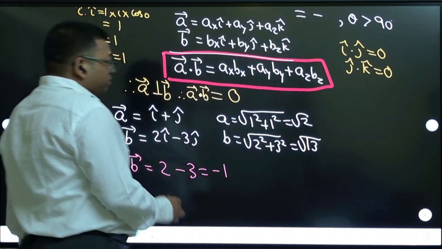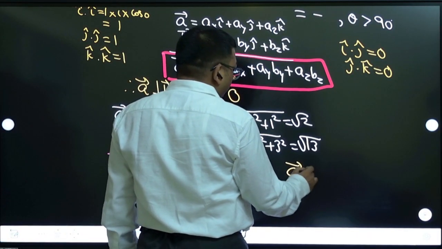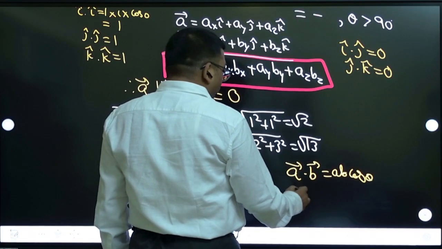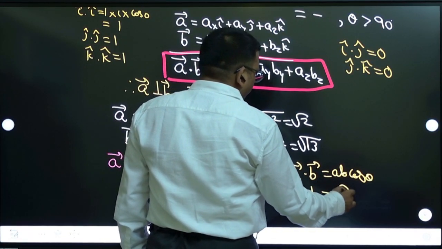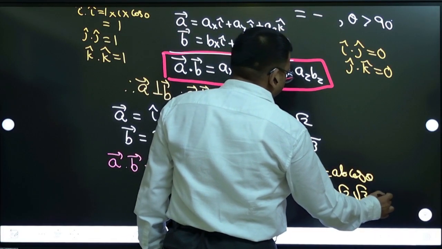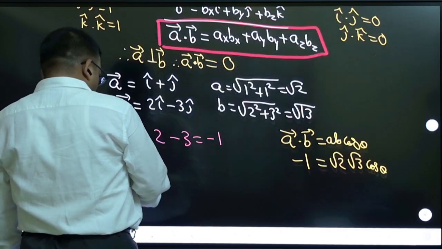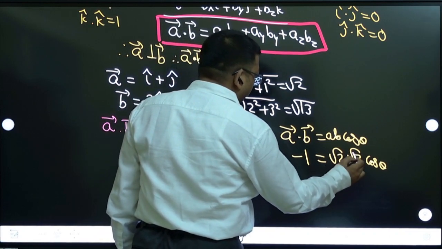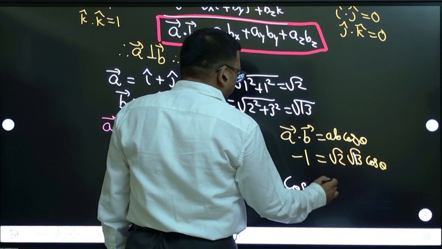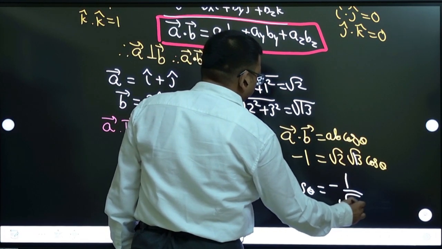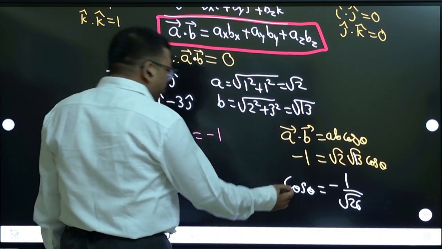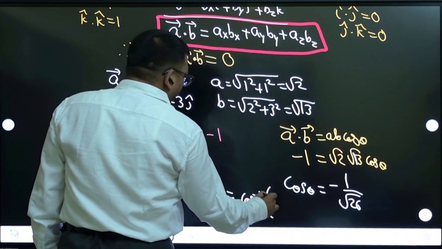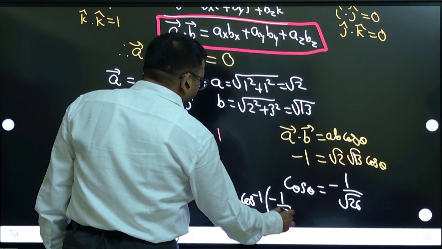So dot product is what? Dot product A dot B vector is AB cos theta. So you substitute the dot product, you got minus 1. A is root 2, B is root 3, and this is cos theta. So from here you calculate cos theta. Oh, sorry, B is root 13. So cos theta from here is minus 1 by root 26. Okay, that's it. If they ask what is theta, you write theta as cos inverse of minus 1 by root 26. This is the way of writing the angle.